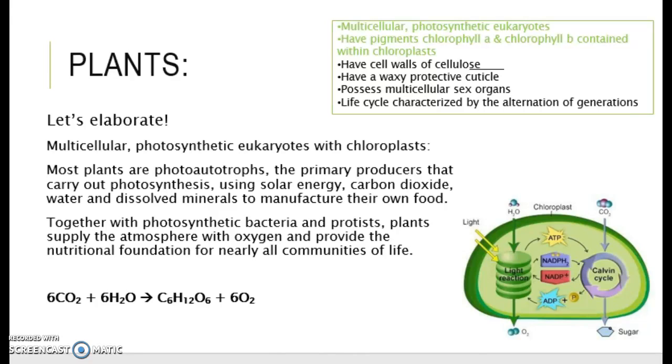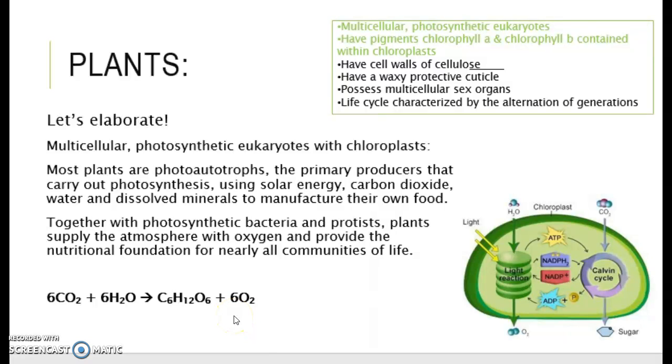So let's elaborate. We know that the multicellular photosynthetic eukaryotes have chloroplasts. And here you see this equation, which is quite familiar. It's a balanced equation, and we know that's connected to what? Photosynthesis. You are correct if you guessed that. Remember, there are 6 carbon dioxides with 6 waters. That's going to yield us a molecule of glucose and 6 oxygen.